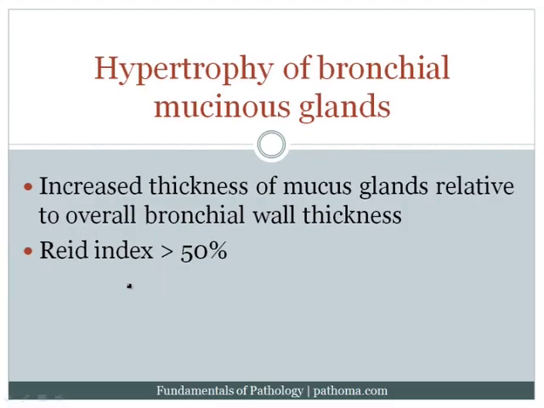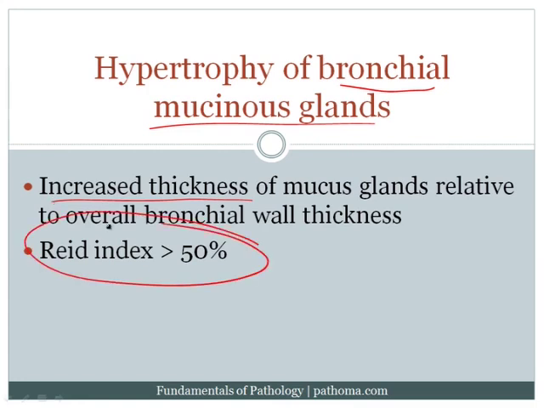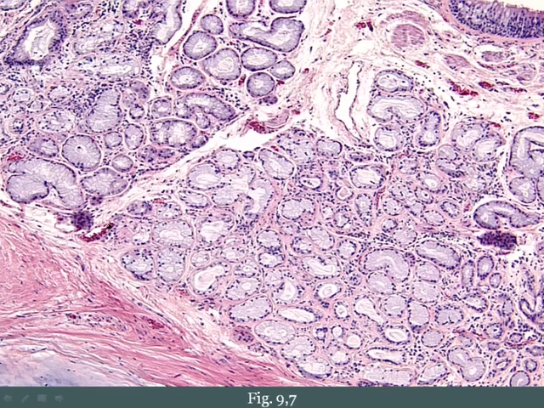At the same time, as I tell you in your text, and go back and read the text now, there's hypertrophy of the bronchial mucinous glands. This increases the thickness of the mucus glands relative to the overall bronchial wall thickness, and the Reid index becomes greater than 50%. Again, normally it should be less than 40%. Let's illustrate that again with a real histologic image.